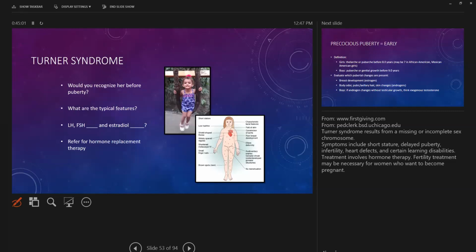Turner syndrome. So Turner syndrome, which we already talked about the genetics of, is pretty hard to recognize other than this low hairline and kind of this webbing at the neck. I noticed that's a little bit wider.